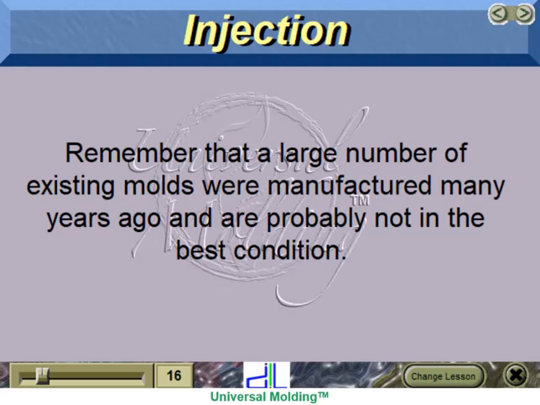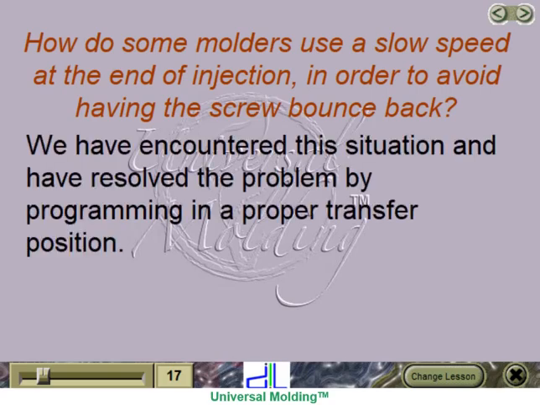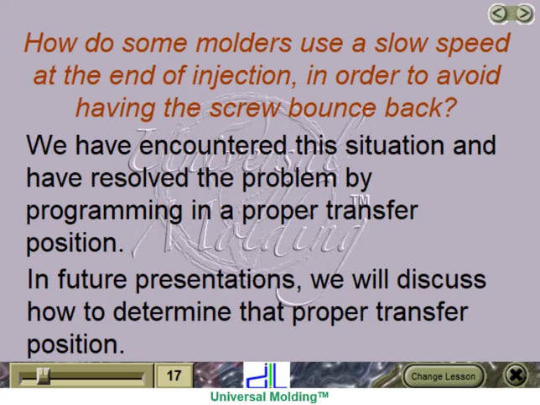Remember that a large number of existing molds were manufactured many years ago and are probably not in the best condition. How do some molders use a slow speed at the end of injection in order to avoid having the screw bounce back? We have encountered this situation and have resolved the problem by programming in a proper transfer position. In future presentations, we will discuss how to determine that proper transfer position.